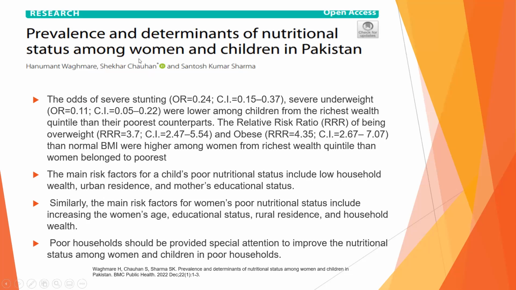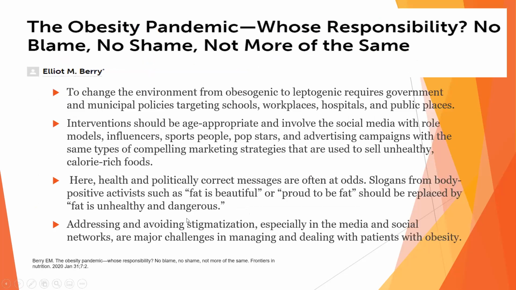Prevalence and determinants of nutritional status among women and children. This also showed that the main risks for poor nutritional status include low household wealth, urban residence, and mother's education. All these factors led to poor nutrition and malnutrition in children, with women having low education status not knowing how to balance the diet of their children. So they are facing many kinds of problems.